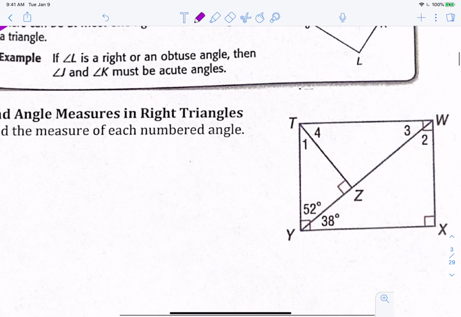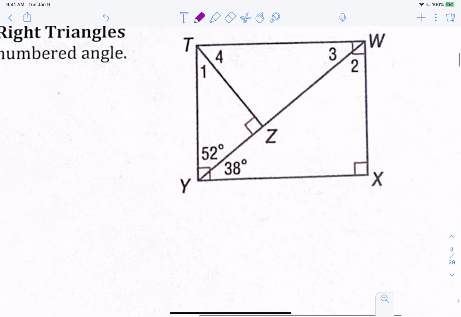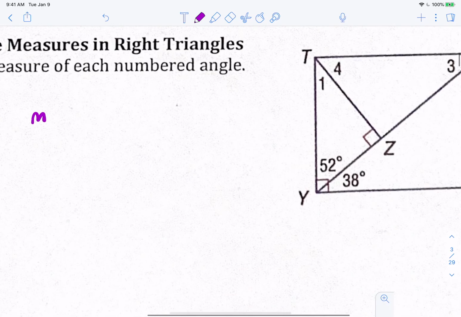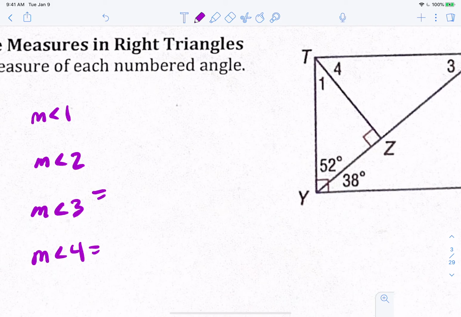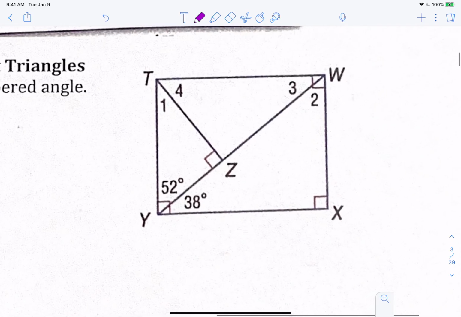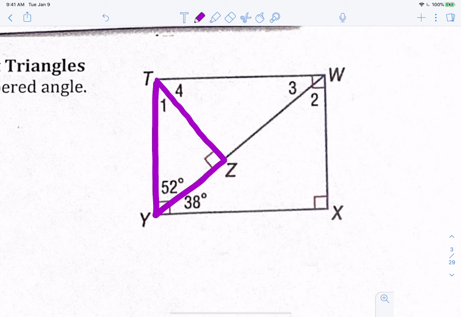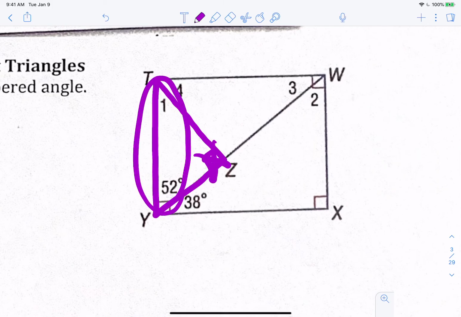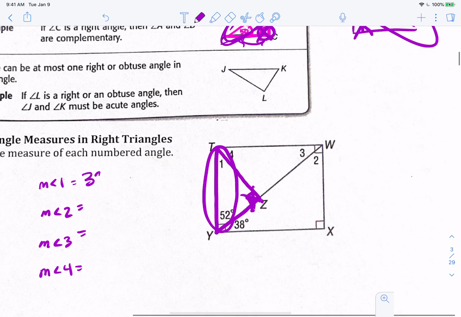All right, let's go on to this one. Find the measure of each numbered angle. We have angle 1, angle 2, angle 3, angle 4. I want to find what each one of those is. Let's start with angle 1. Look at this triangle right here. Use the shortcut. This is a 90-degree angle. We're going to cross it off. So 52 and angle 1 have to add up to be the other 90, right? 38.